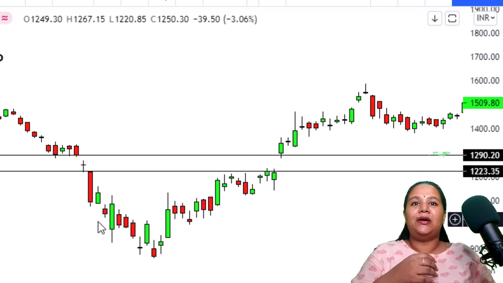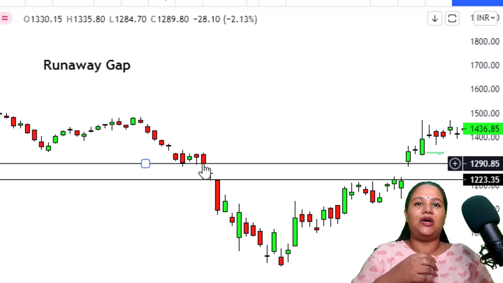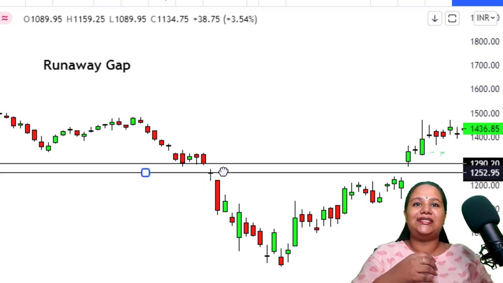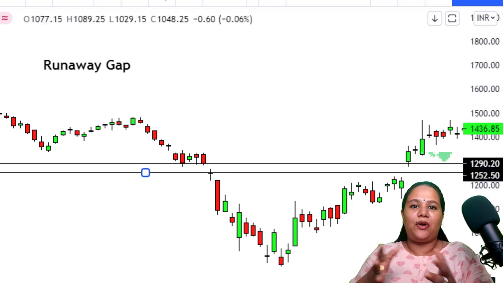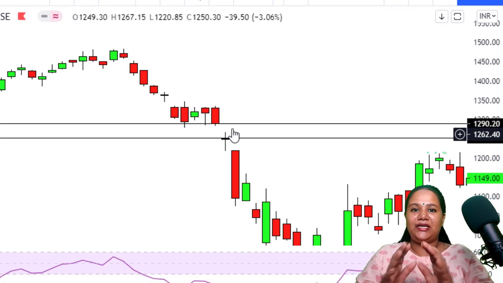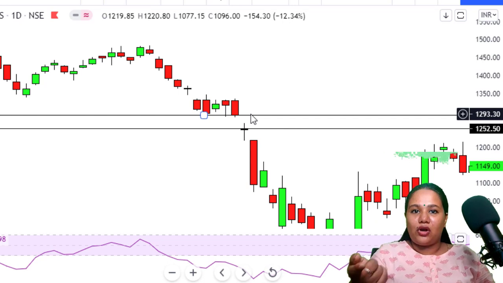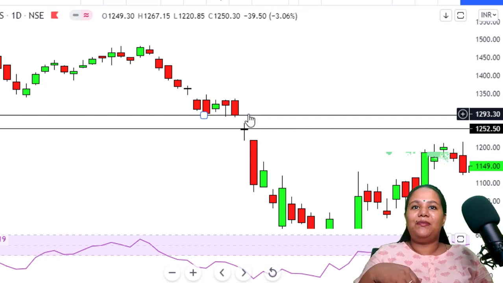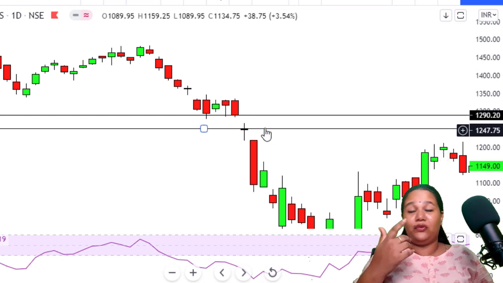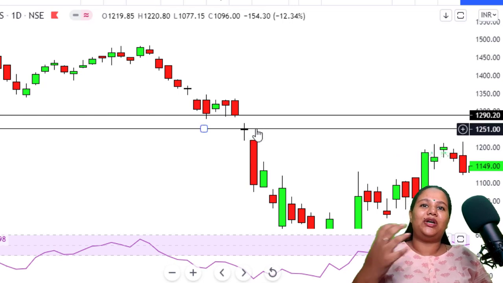You can see suddenly there is a gap. On the previous day it closes at 1290, and on the very next day it opens at 1252. So there's about a 40-point gap down opening. The significance of this is that this could easily be a trading gap. But why is it not a trading gap? Because the gap is not filled on the intraday time frame. So we first have to understand that, and once we know that, we can try to understand what type of gap this is.